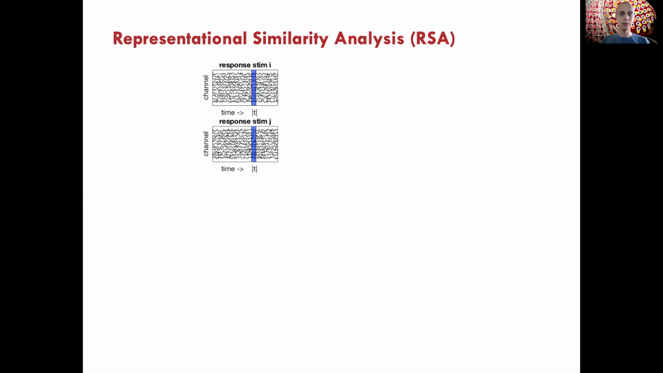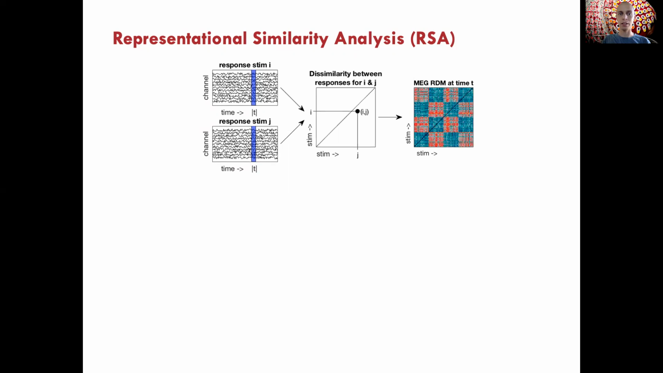So we compute some kind of dissimilarity measure between the response to I and J, and we store this in a matrix. Here we have stimulus on the x-axis, stimulus on the y-axis, and each point in this matrix is going to be the similarity between two stimuli. So here we have stimulus I and stimulus J, and the dissimilarity between those goes in this point. We repeat this for all the stimuli that we have. We might have 100 stimuli here, and for all these 100 stimuli, we compare the differences.